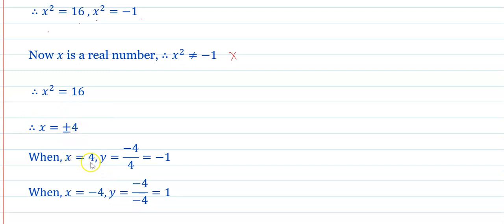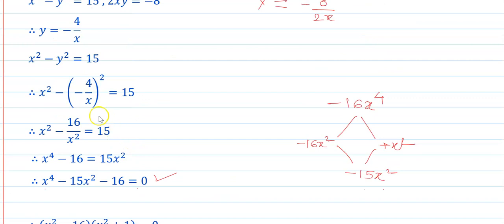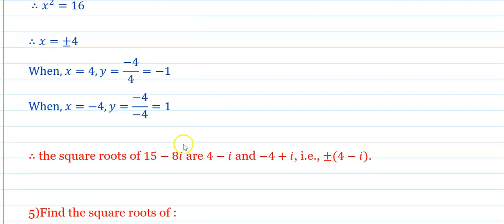When x is equals to 4, but what about y? y is equals to minus 4 by x. The value of y is equals to minus 4 upon x. Substitute the value of x as 4: minus 4 upon 4, you will get minus 1. Put x is equals to minus 4, that is minus 4 upon minus 4. Minus minus will become plus, and hence when x is equals to 4, y is minus 1. When x is equals to minus 4, y is equals to 1.